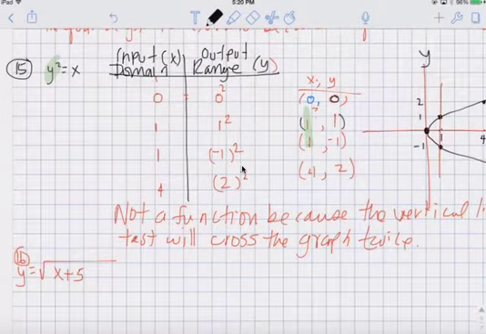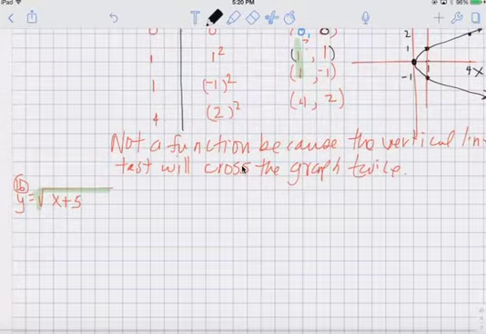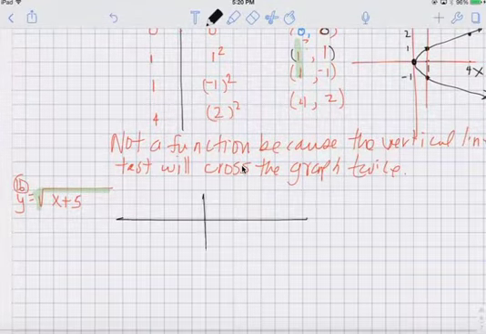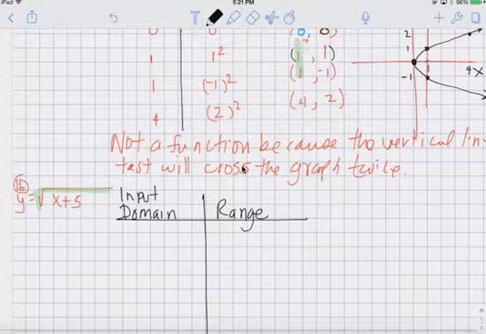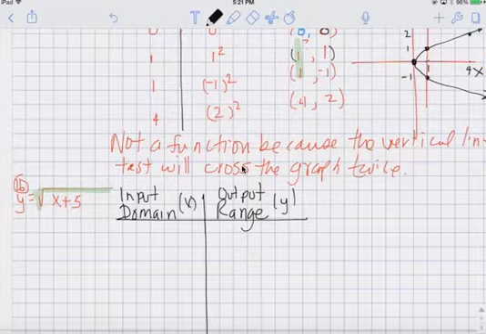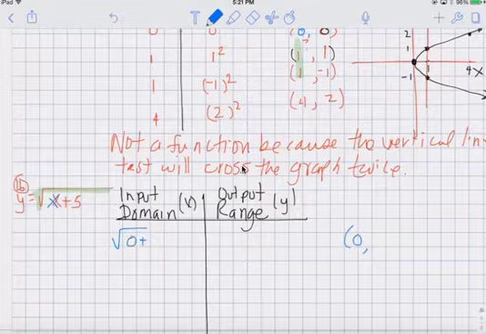Because you choose x here because x is under the radical. Domain and range. Input, output. X, y. Okay. Let's choose your first domain, your input x, 0. So square root of 0 plus 5. Oh, I don't like that.